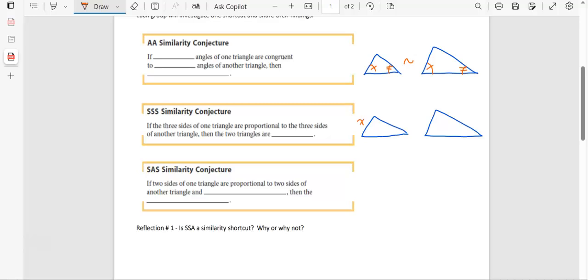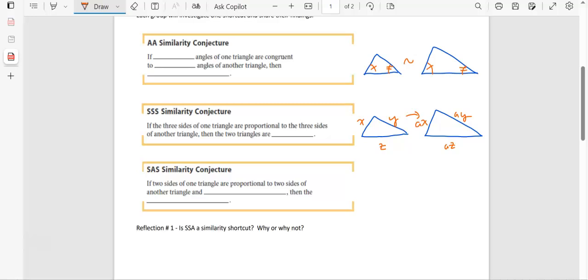I'll call this side X, side Y, and side Z. And what I'm going to have is some sort of scale factor. So I'm going to call this AX, AY, and AZ. And what I would look for again are setting up proportions and getting either equal cross products or simplifying those ratios to make sure that they are the same.